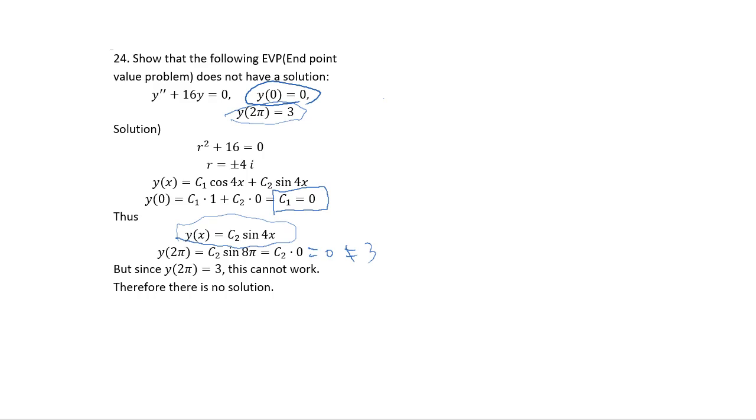Now, one thing to say is that since there is no indication of what variable y is a function of, you could have solved this assuming that y is a function of t. So you could have written your solution as y of t as c1 cosine 4t, and that would be perfectly okay.